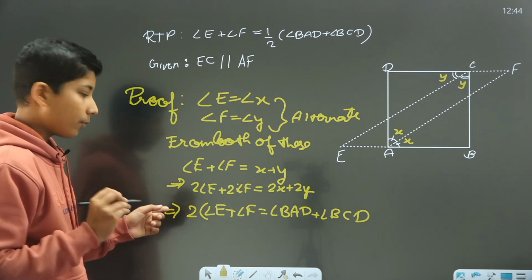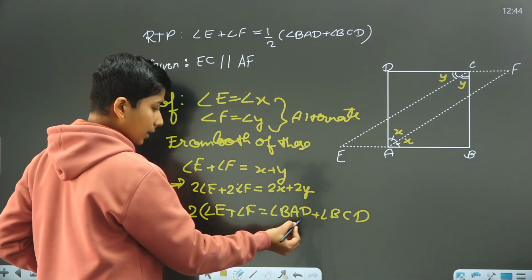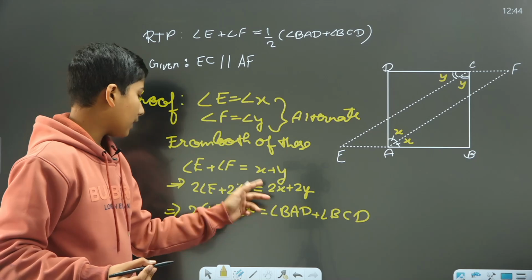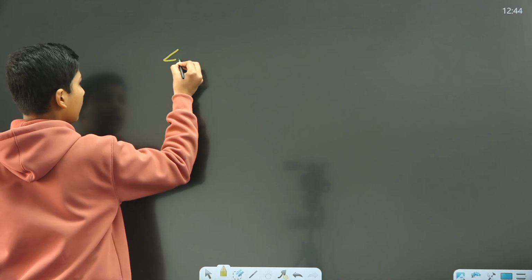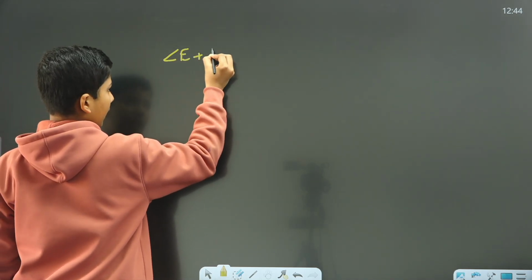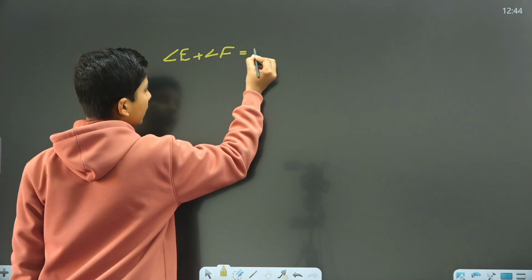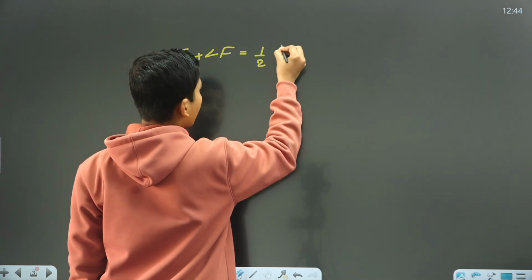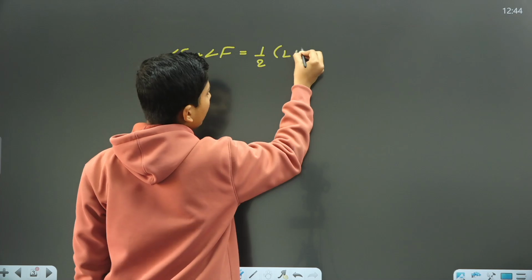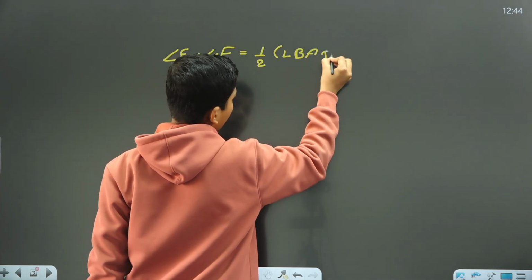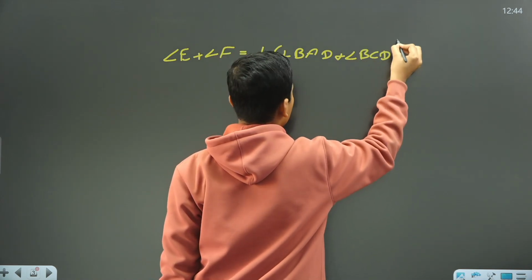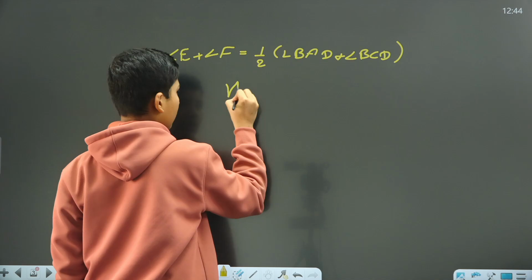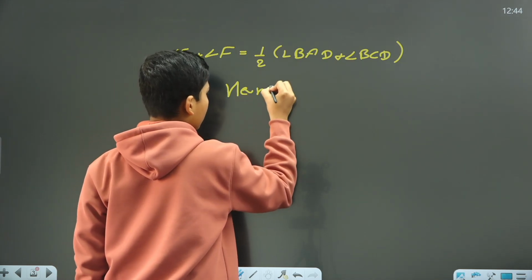Now 2 is common, and when it goes to the other side, it will become half. So next page, angle E plus angle F equal to half of angle BAD plus angle BCD. Hence proved.